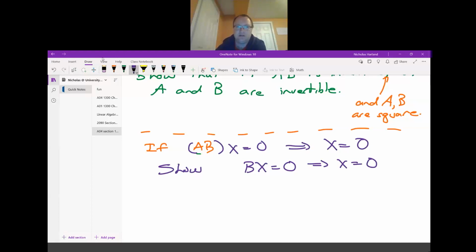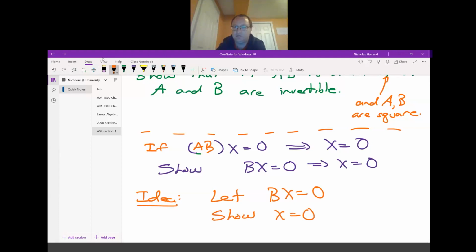So here's the idea. We're going to let bx equals 0, and then we're going to show x is equal to 0. And we're just getting the ideas down. Obviously, there's some steps in the middle, but that's what we're trying to do. But let's be careful that we're doing this in the correct order. The classic mistake is people saying, well, let x equals 0 and then start to calculate bx. And that's the opposite of what we have.